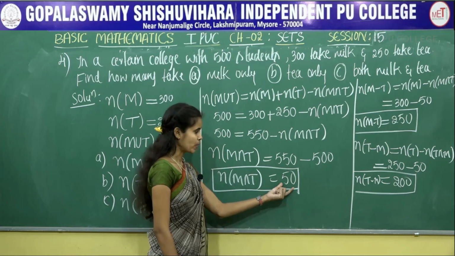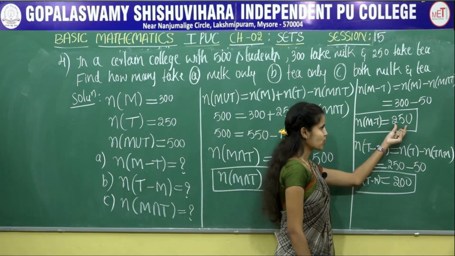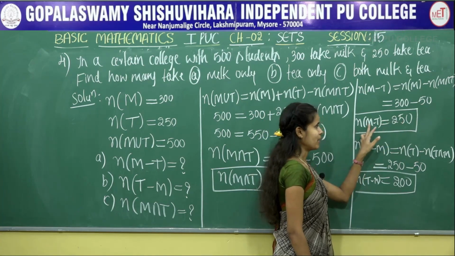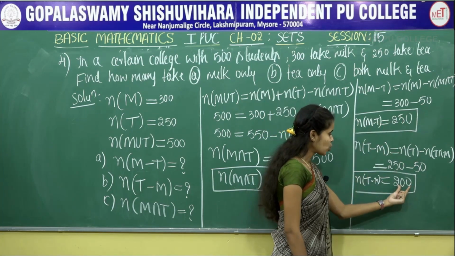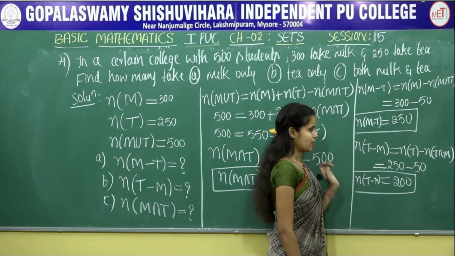Here 50 students take both milk and tea. Here 250 students take only milk but not tea. Okay, here 200 students take only tea, not milk.